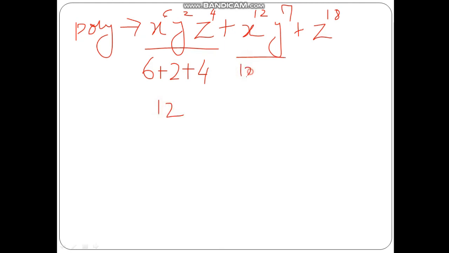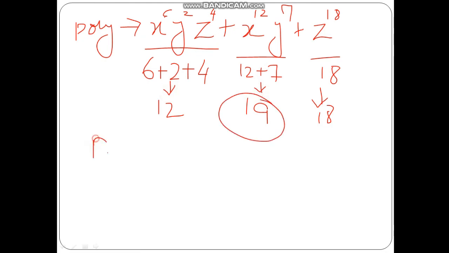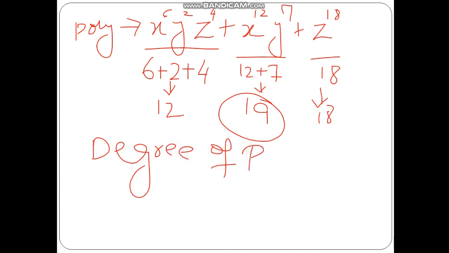So it will be 12, and in the next term 12 plus 7, 19. And here it has just one exponent, that is 18. What is the largest one here? The largest one is 19. So the degree of the polynomial must be 19. Simple.